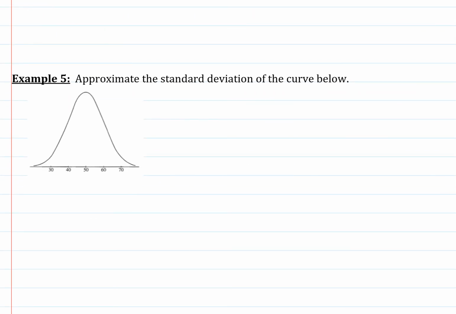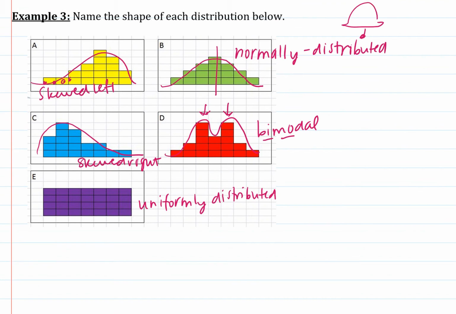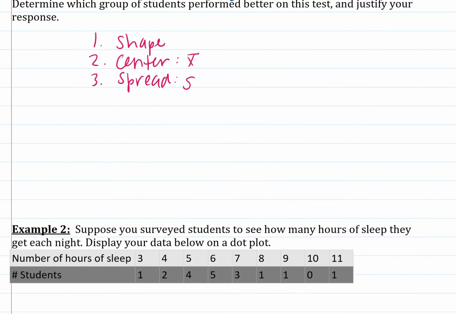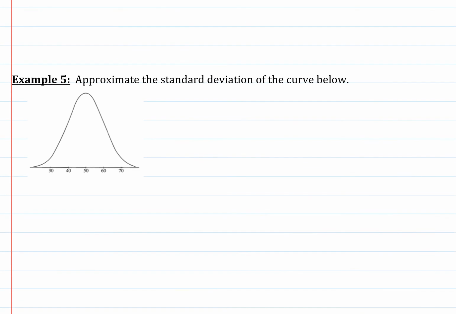Okay, approximate the standard deviation. So we've talked about all these different shapes, right? But we've said that the two other ways we like to compare data sets are by looking at the center and the spread. So in a normal distribution like this, it's about bell-shaped. The center, the average, will be right in the middle. So our average would be about 50. The standard deviation is a measure of how far your data values are spread apart.